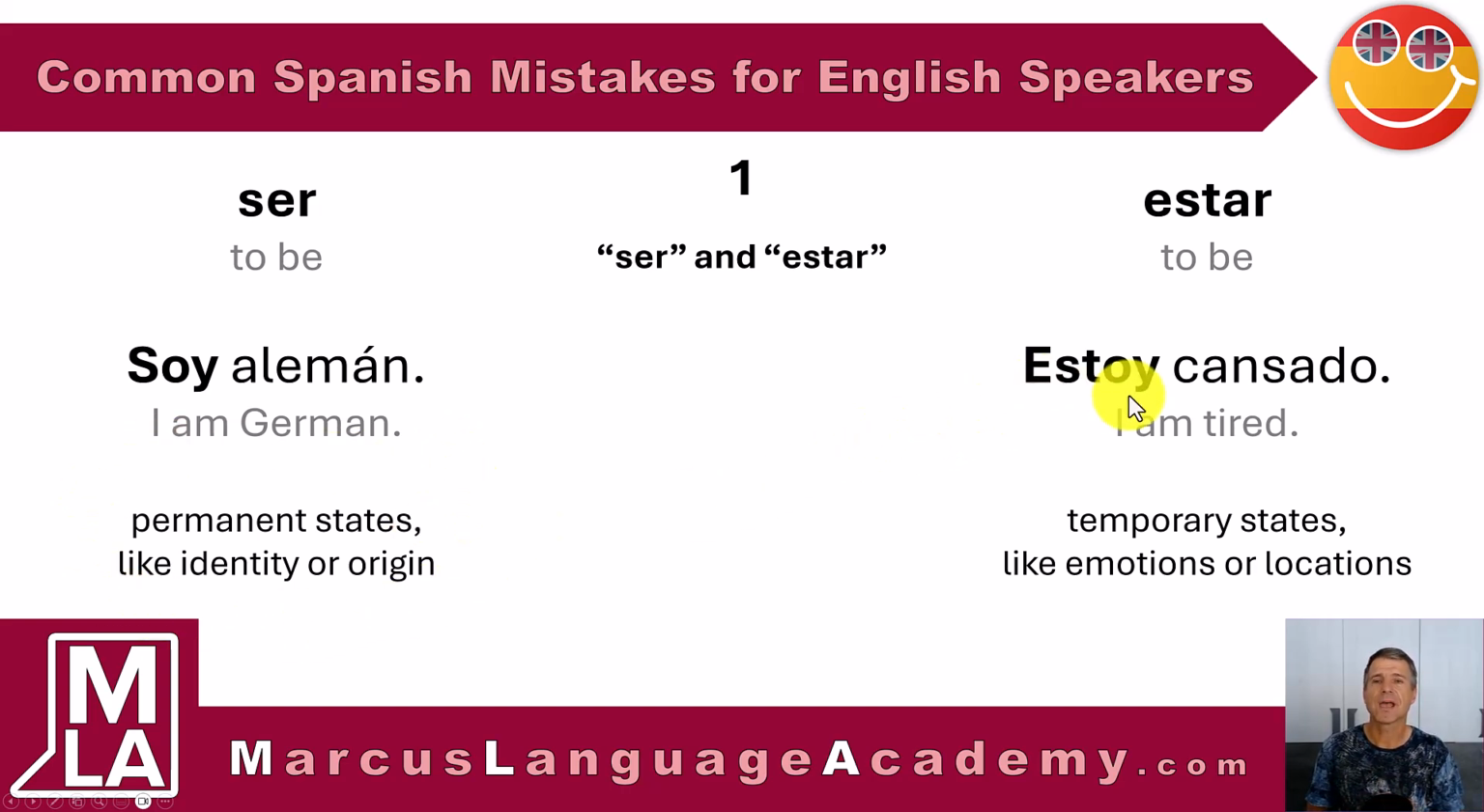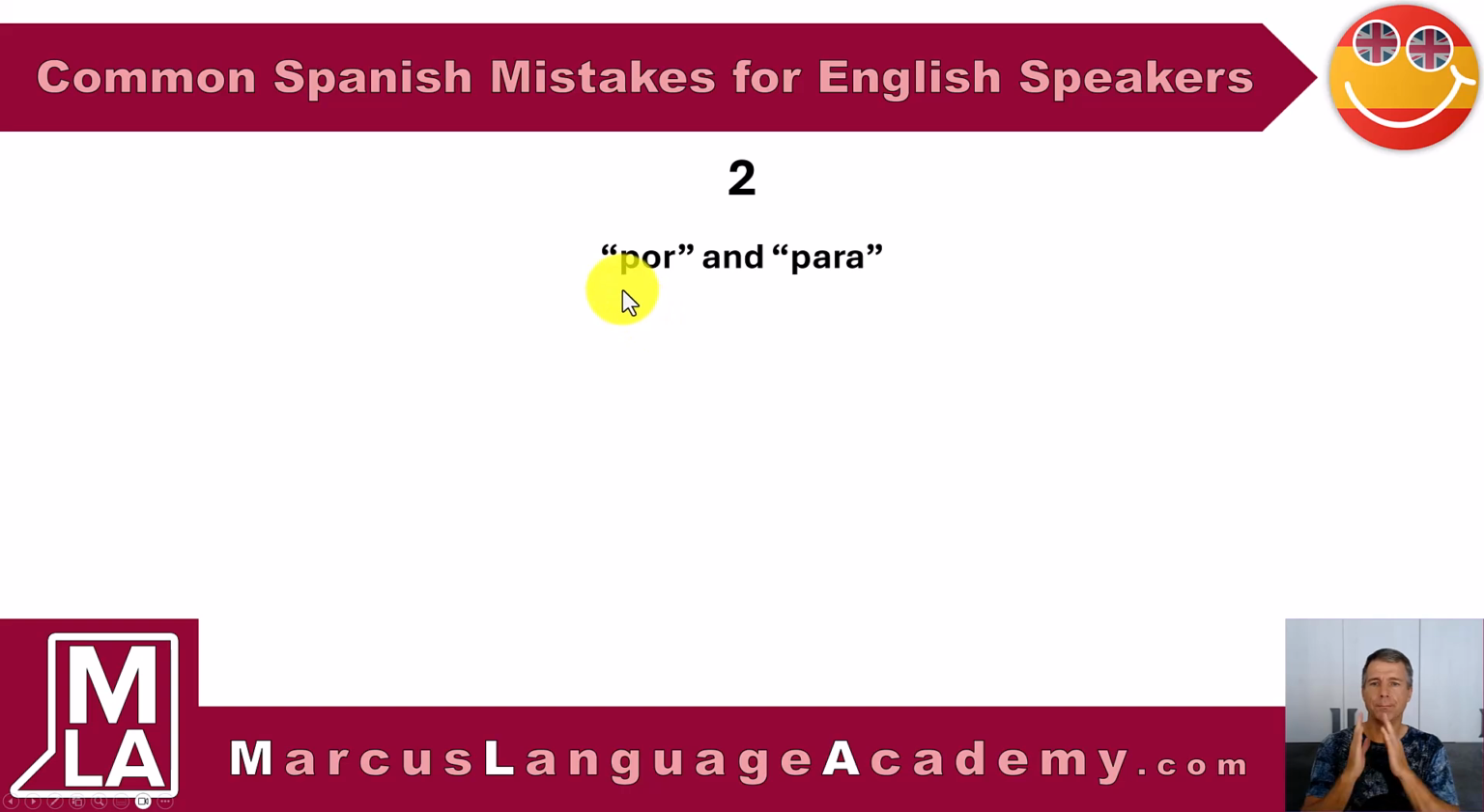But you would say, estoy cansado. I am tired, because it's a temporary state. Mixing these up can lead to some confusing or funny situations. So please be careful. Next up, por and para.